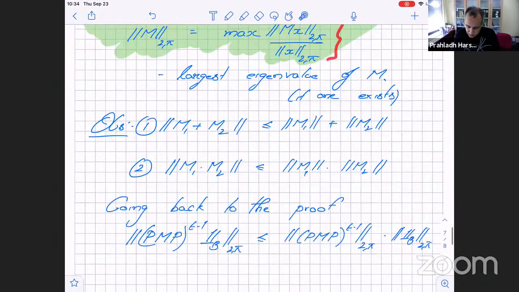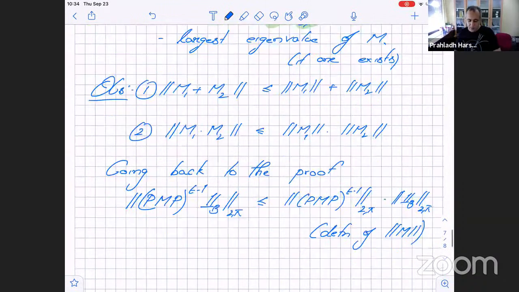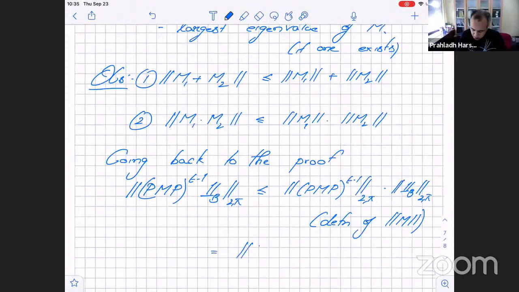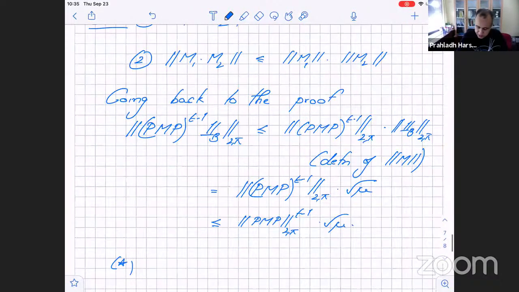This is just coming from the definition of the norm of a matrix. This is (PMP)^(T-1), 2π, times 1_B, and we already saw that the norm of 1_B was root μ. And so this is just PMP 2π to the T minus 1 times root μ. Okay. So returning to star, plugging this back into star.